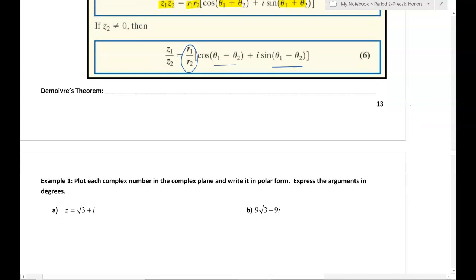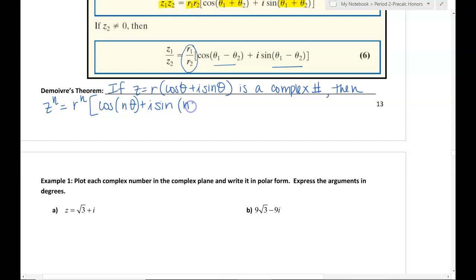Last definition, De Moivre's theorem. If z equals radius times cosine of theta plus i sine of theta, this is just the polar equation for a complex number, then z to the nth power equals r to the nth power times cosine of n times theta plus i times sine of n times theta.